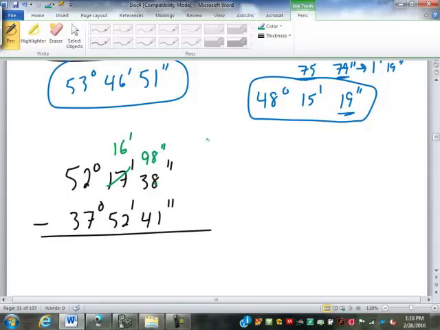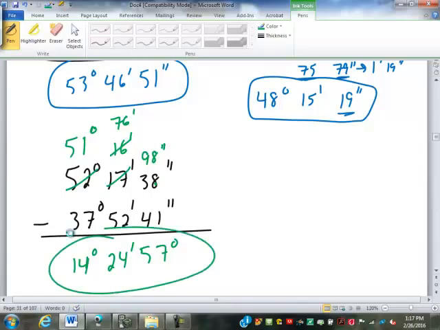No. That would confuse you a little bit. Trust me. So now 98 minus 41 is 57. I mean, if that works for you, go ahead and do it. But that confuses a lot of people if you do it that way. So now 16 minus 52 won't work, so we're going to borrow from the 52. That's 51. And this is going to be now 76. 76 minus 52 is 24. 51 minus 37 is 14 degrees.